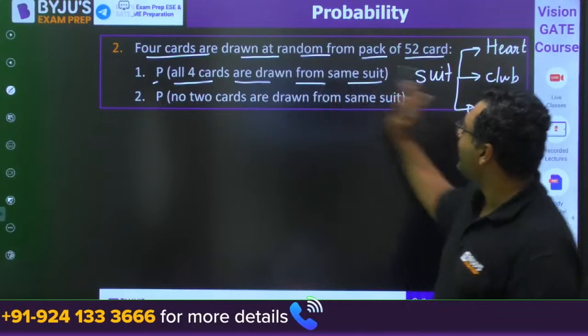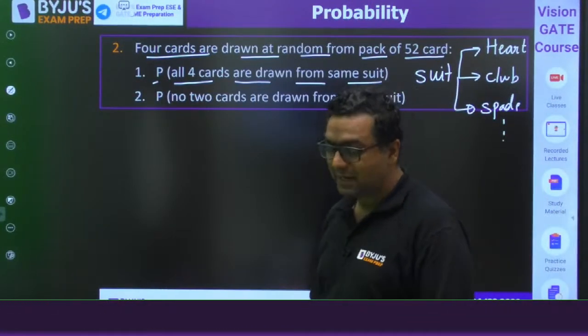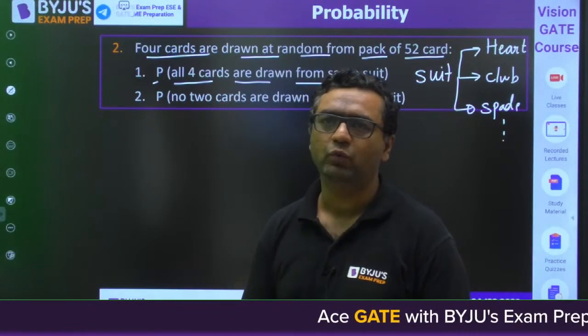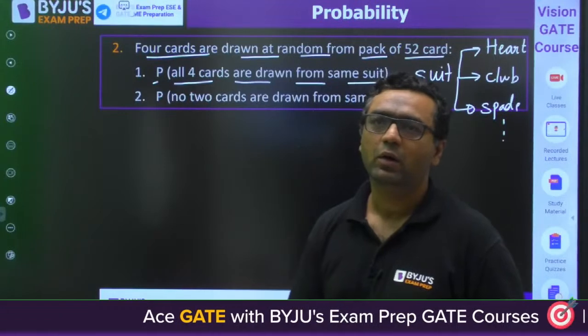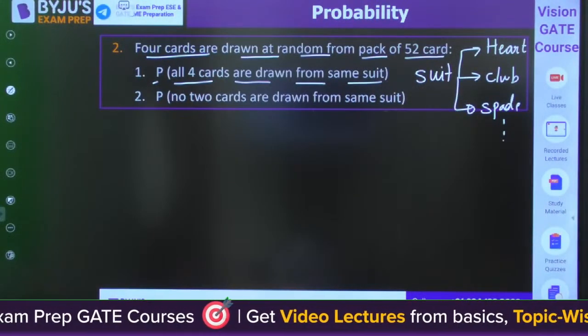4 cards are drawn at random from the pack of 52 cards. Probability that all 4 cards are from the same suit. Solve it, guys. I am waiting for all of you to answer.